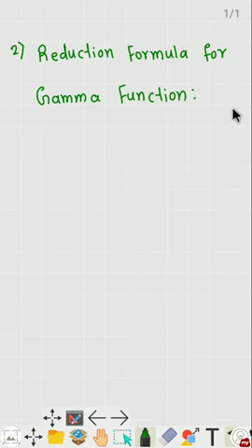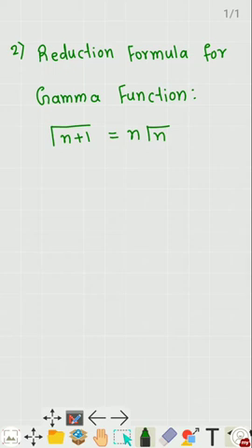Reduction formula for gamma function. Okay, and that reduction formula is gamma n plus 1 is equal to n into gamma n. Gamma n plus 1 is equal to n into gamma n. So let us try to prove this reduction formula.